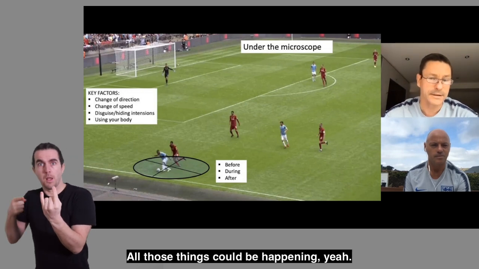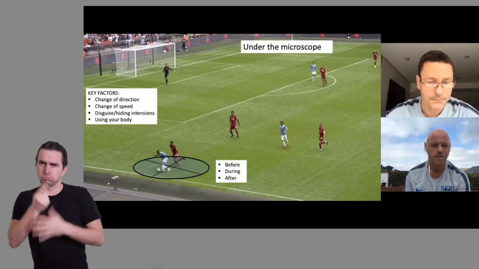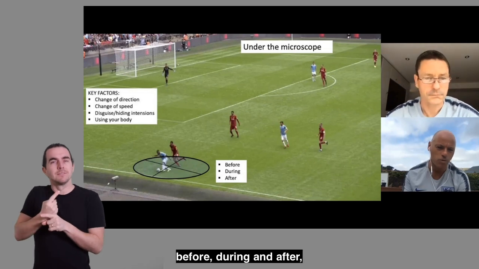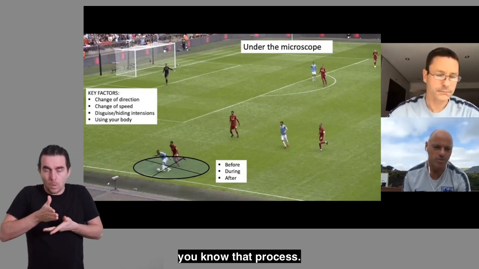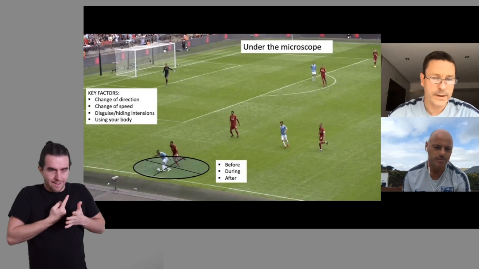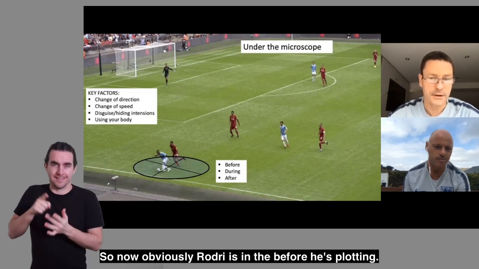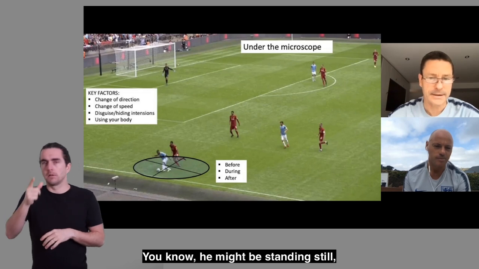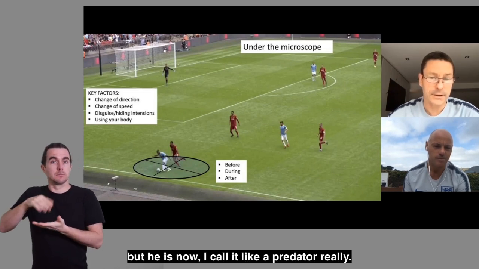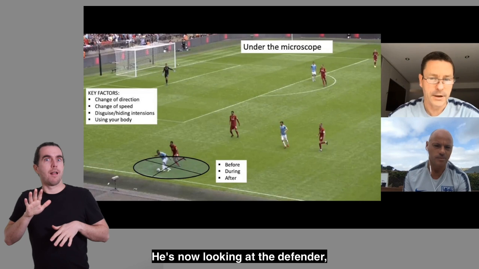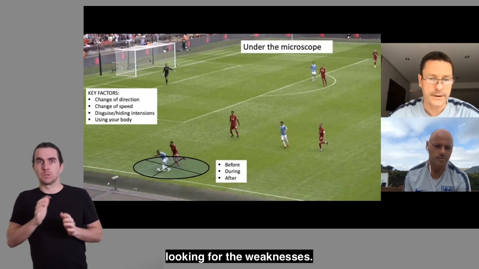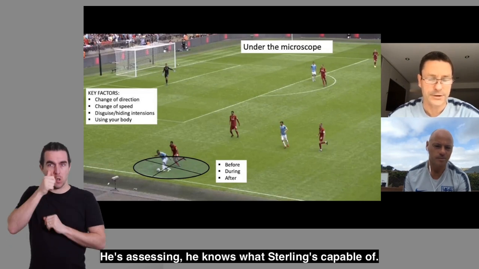So all those things could be happening, and you talked about there before, during, and after, that process. Yeah, absolutely. So now, obviously, Rodri is in the before. He's plotting. He might be standing still, but he is now, I call it like a predator, really. He's now looking at the defender, looking for the weaknesses. He's assessing. He knows what Sterling's capable of.